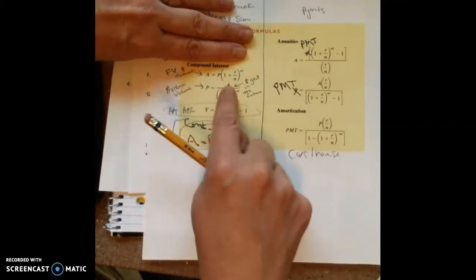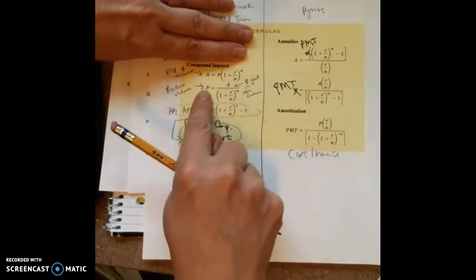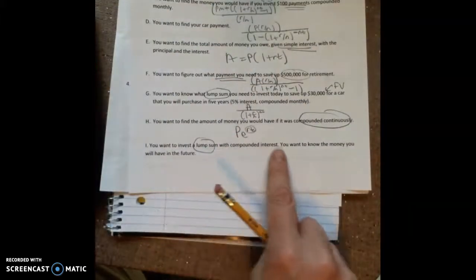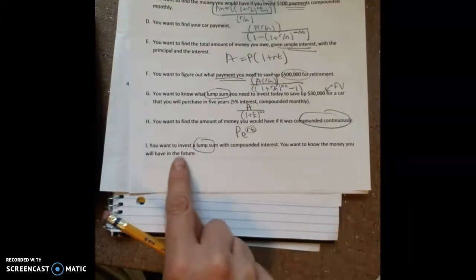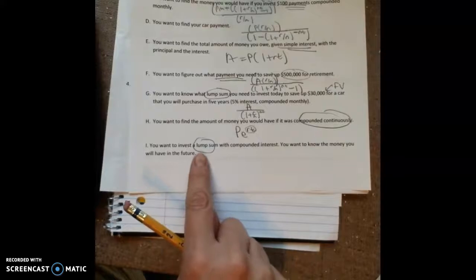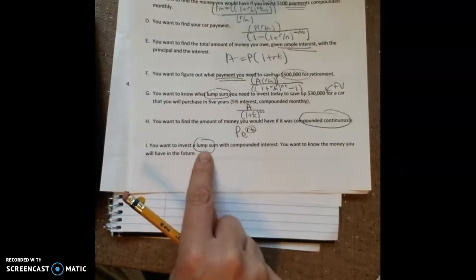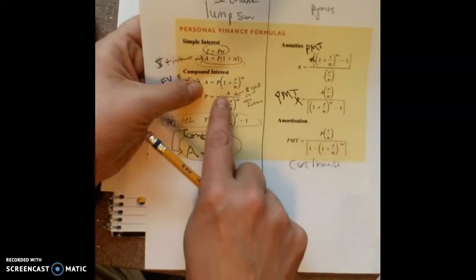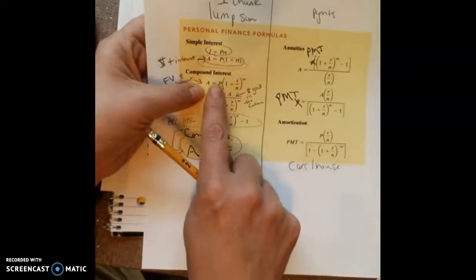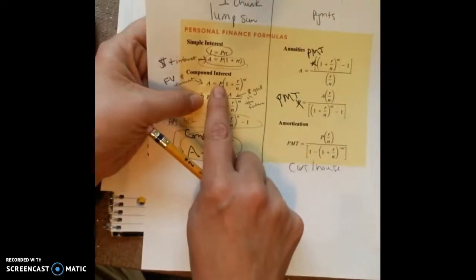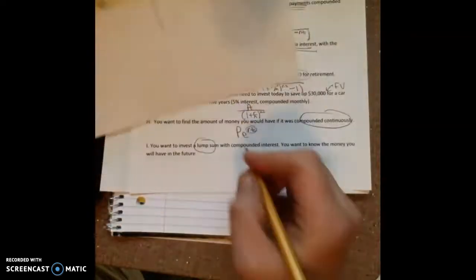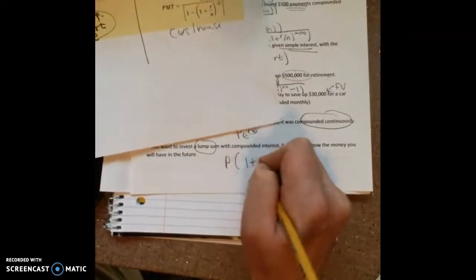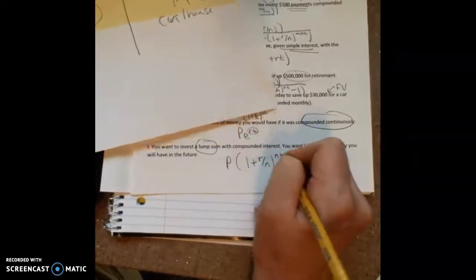Or do I know what I want in 20 years and I need to figure out what I'm saving today? Well, what does it say? You want to invest a lump sum. You want to know the money that you will have in the future. So you're going to invest a lump sum today, and you want to know how much money you're going to have in the future. That is this formula. You're going to invest a certain dollar amount, and you want to know what it's going to grow to in the future. So that's P, 1 plus R divided by N, to the NT.